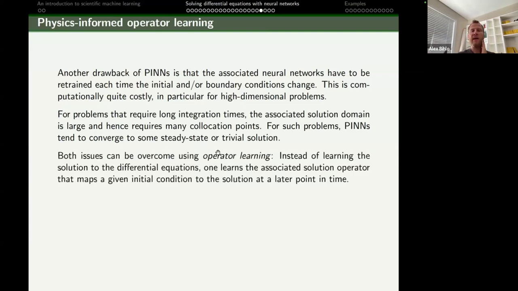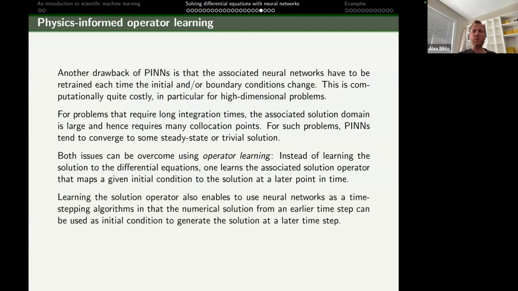Can we overcome them? And yes, we can. This is still fairly niche within physics-informed machine learning. But the idea is, rather than solving a particular differential equation, you just try to learn the solution operator. So let me repeat this again. Instead of learning one solution of the differential equation, let's learn the solution operator associated to the differential equation. And once you know the solution operator, you can evaluate it for any initial condition, right? So this basically solves both of these problems.